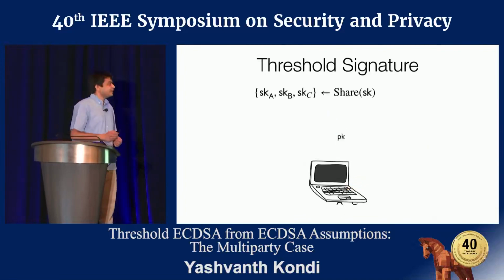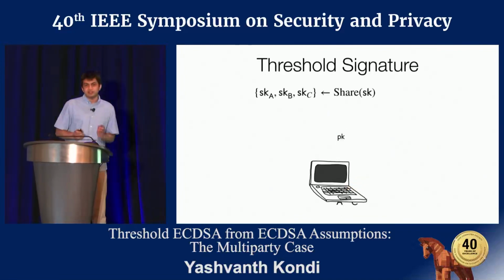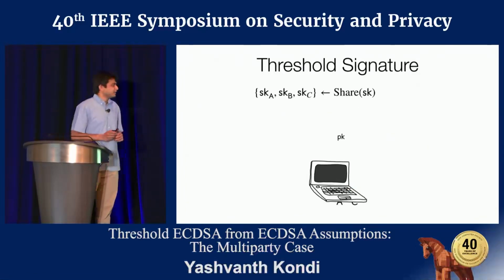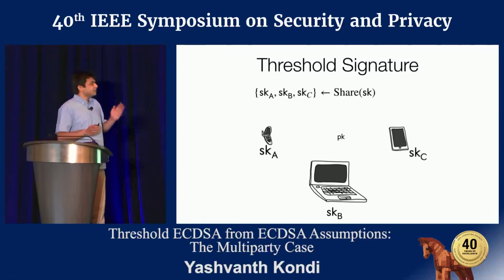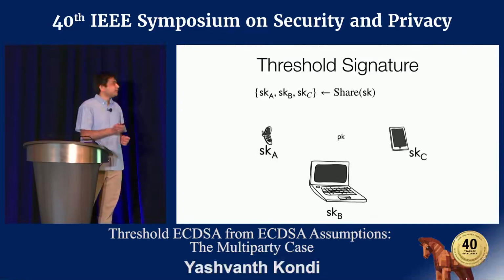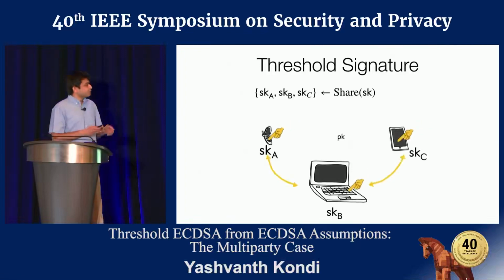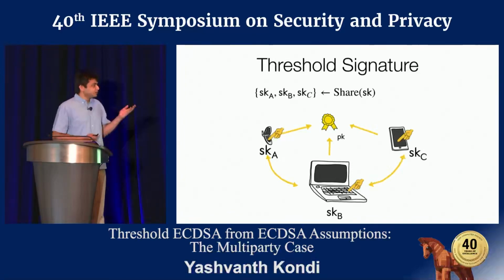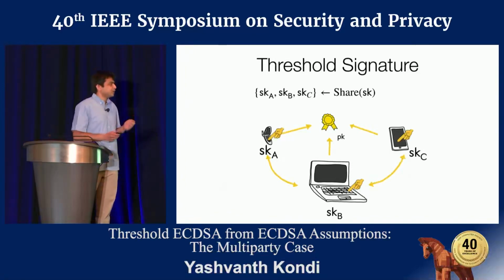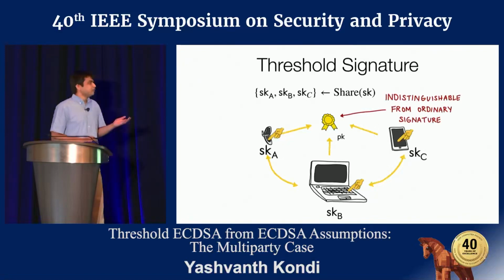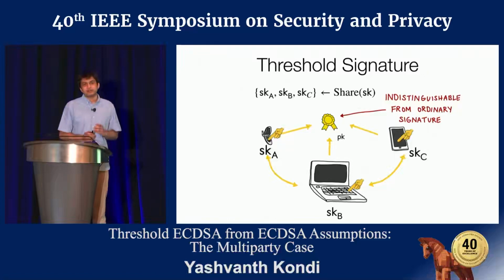In the threshold setting, we split the signing key into a number of different fragments, I'll call them SKA, SKB, SKC. And you can put these fragments on your different devices, let's say your phone and your tablet. And it needs you to push buttons on all of these and have all of these devices be in agreement in order to produce a signature under the common public key. And it's an important requirement that this signature that comes out of the threshold scheme looks exactly like the one that came out of the regular way.